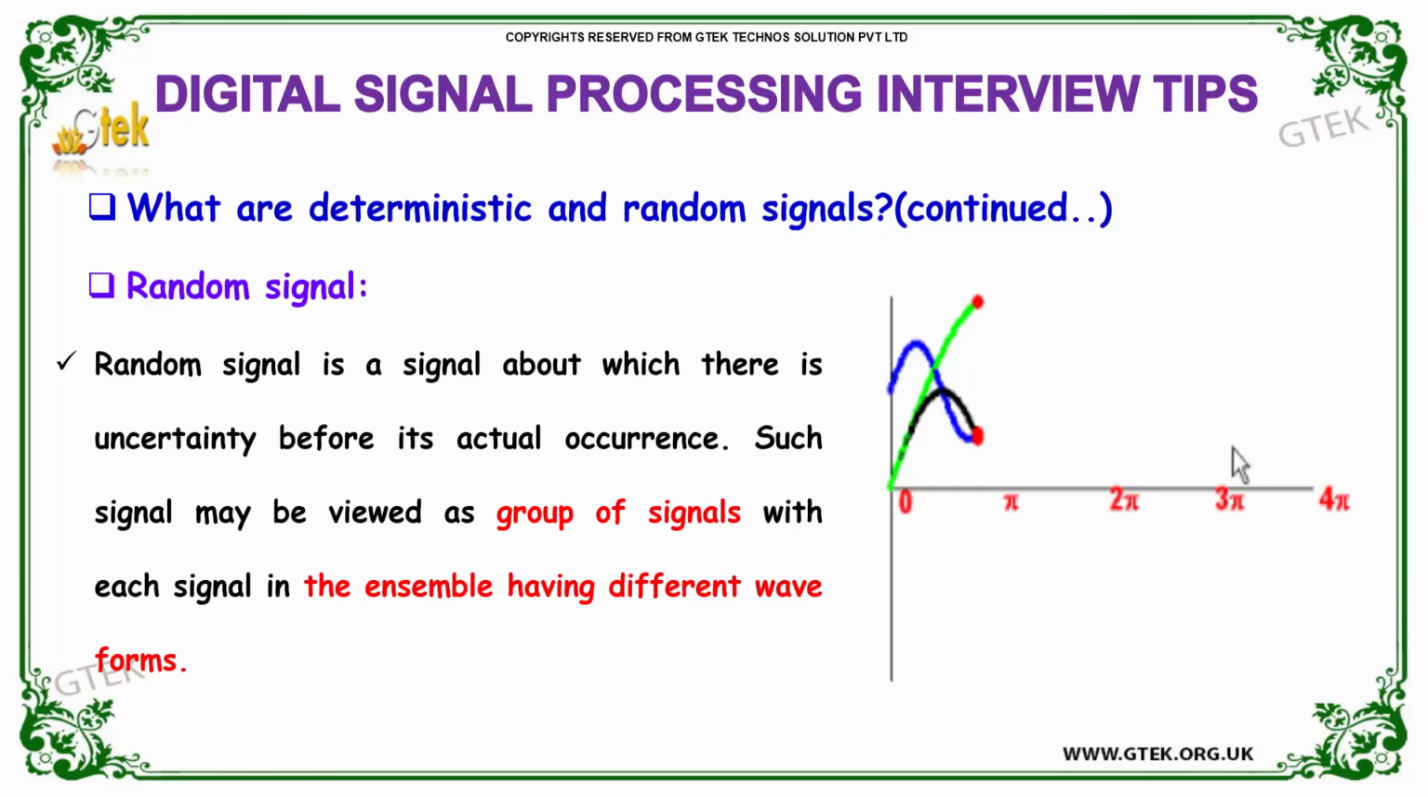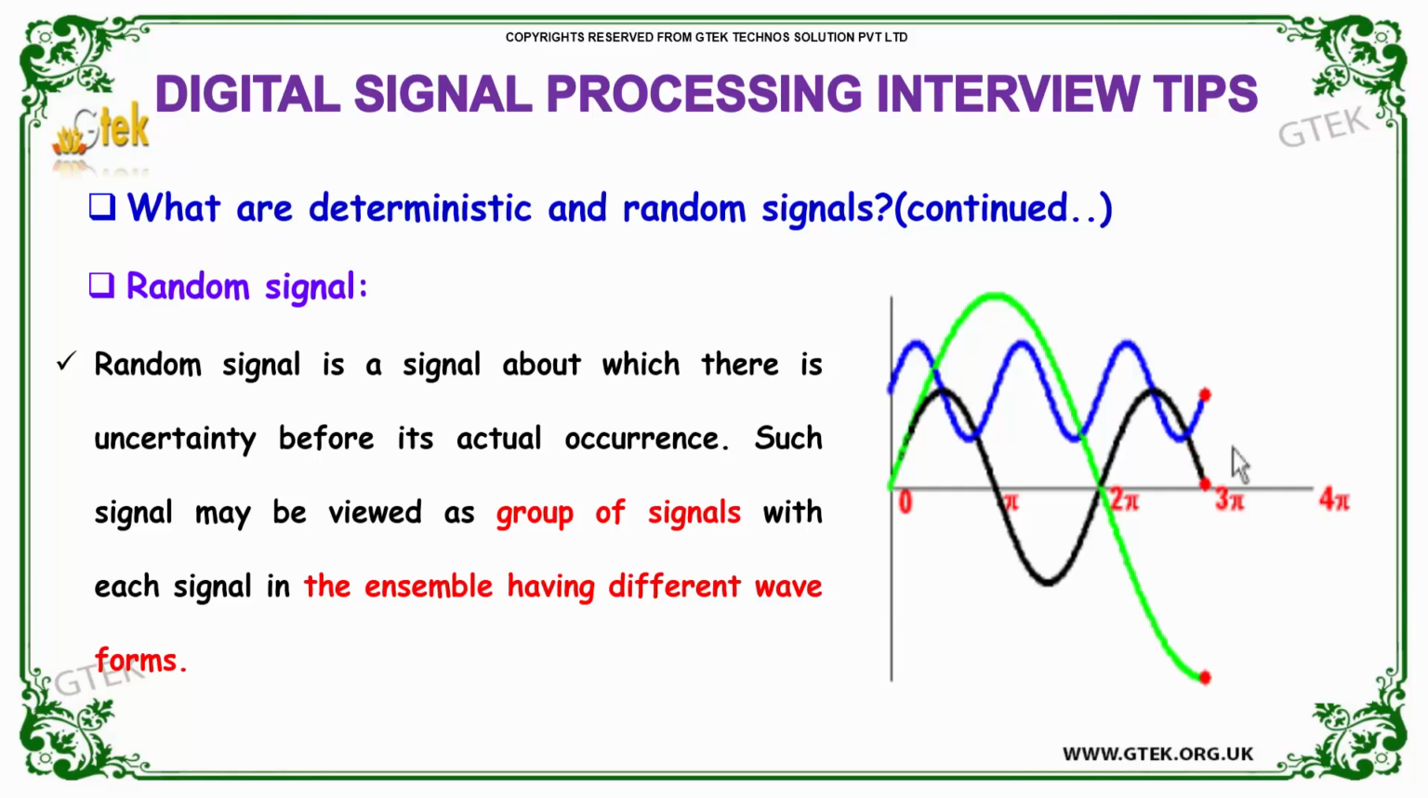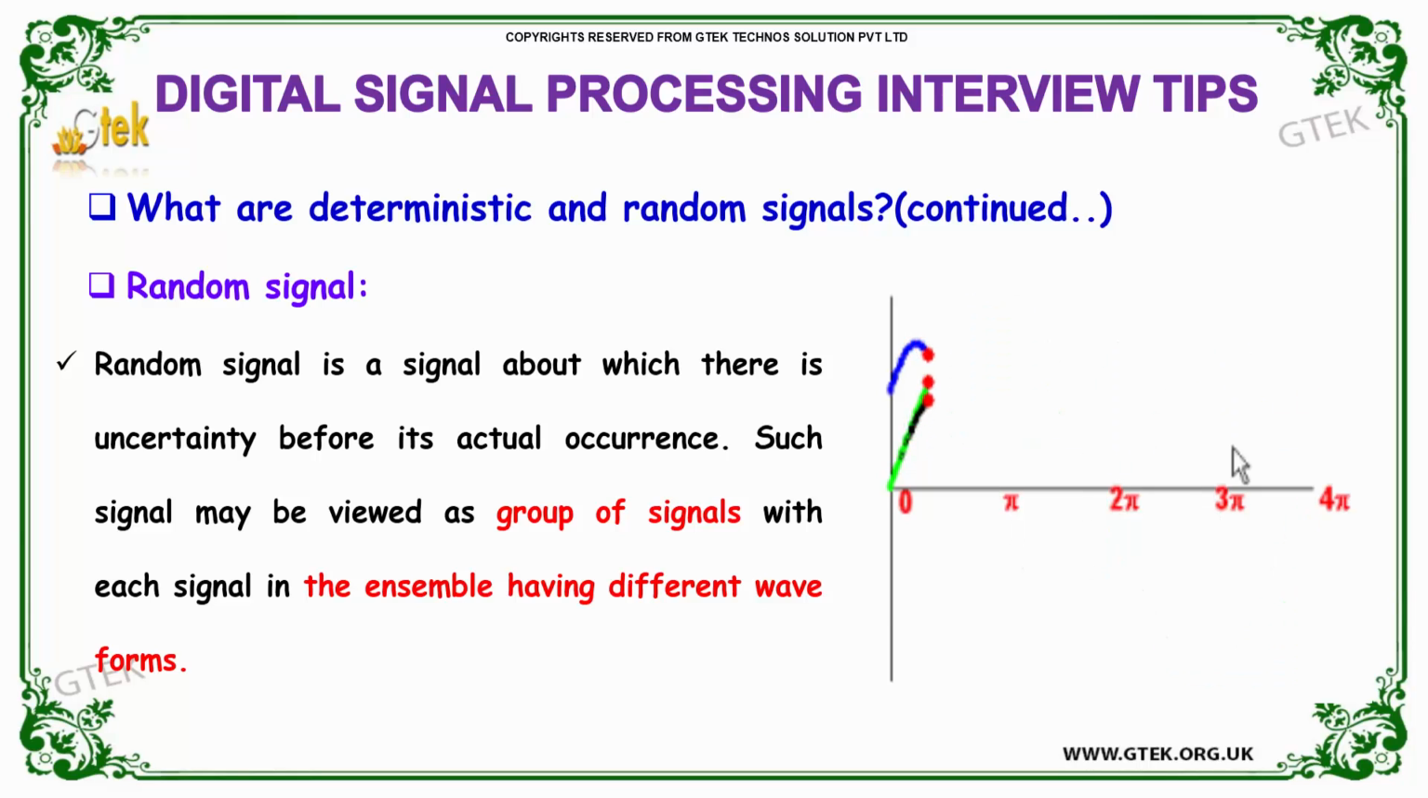A random signal is a signal about which there is uncertainty before its actual occurrence. Such a signal may be viewed as a group of signals, with each signal in the ensemble having different waveforms.